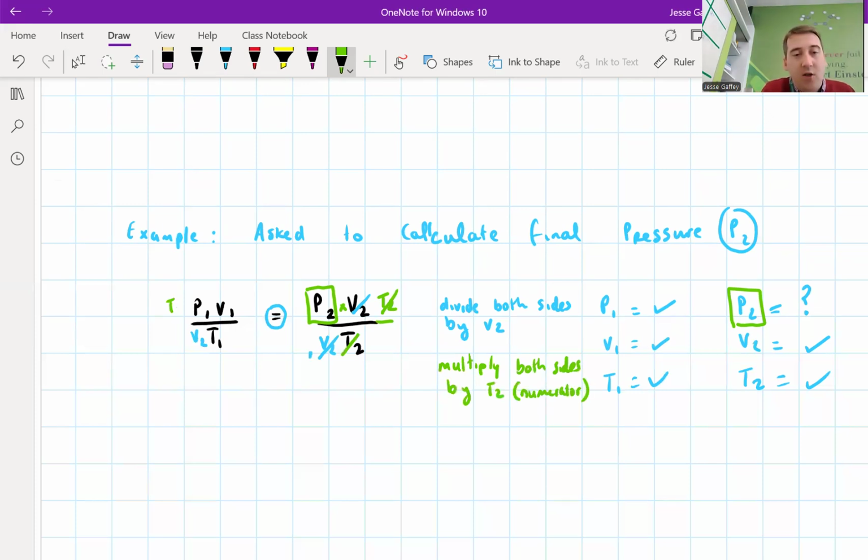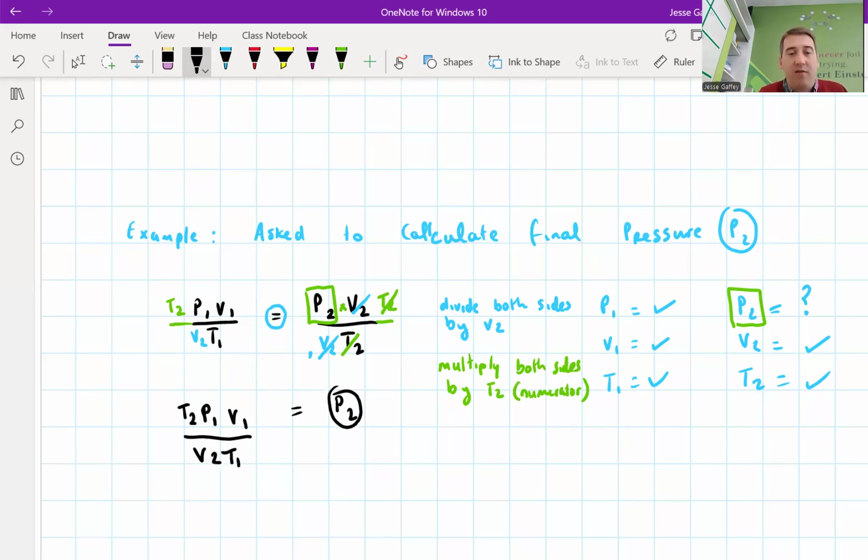That's how we multiply. So now everything on the right has been reduced to just P2. Everything else has been reduced to 1. So that's just P times 1 over 1, which is just P, okay? So we've got the P2 here now, equals, and now we've got all this stuff on the right. T2 times P1 times V1 over V2 times T1. And that's our equation now that we can use to solve for P2.